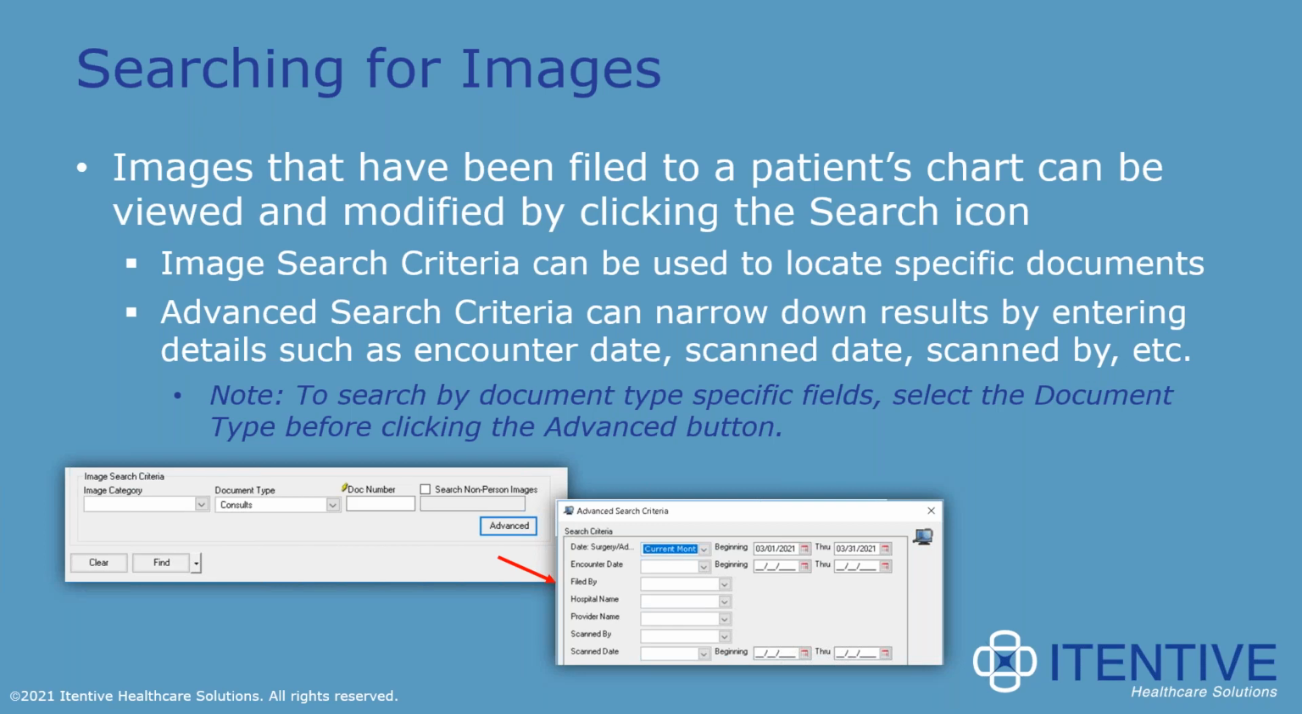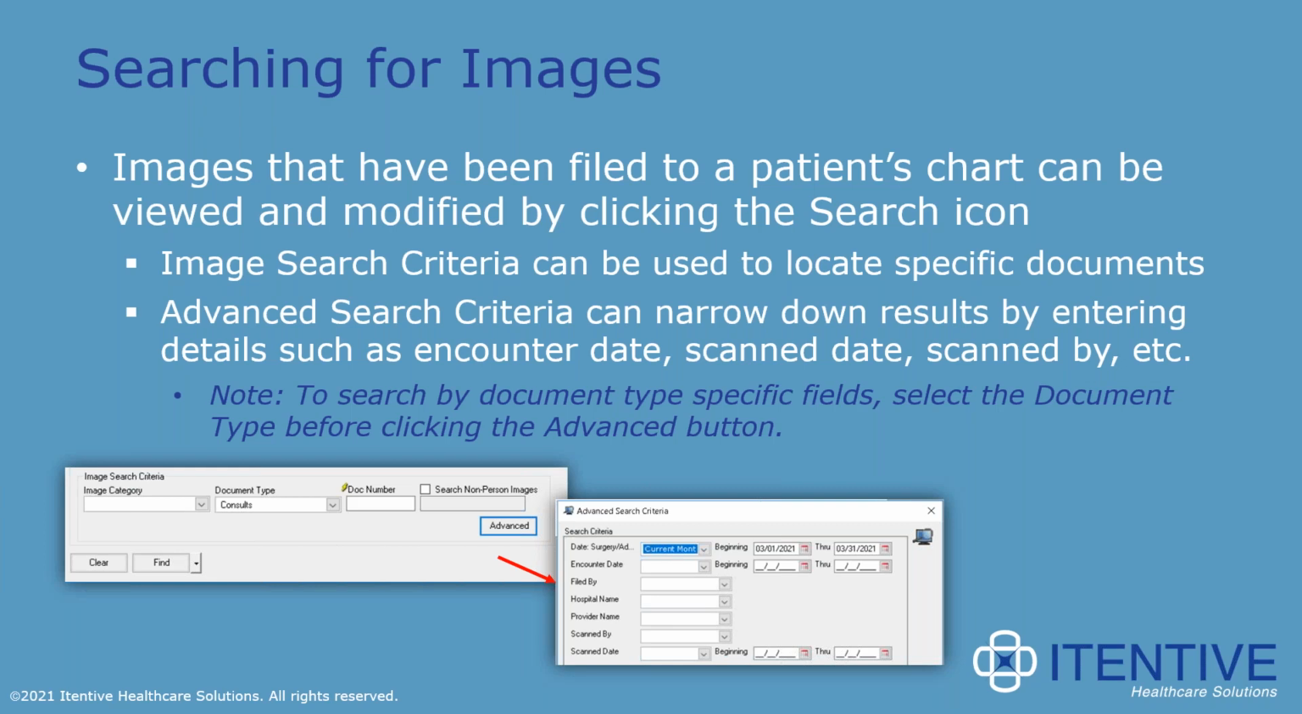So then once we have filed those items in document management and they've been posted, we can recall those images, view them, make modifications, whatever we need to do, by clicking our search icon. So you can search for an image using any kind of patient demographic details, the patient's name, date of birth. But you also have the option to use what's called the image search criteria. And that helps to locate specific documents. So searching by things like the image category, document type, or even the document number if you have that.